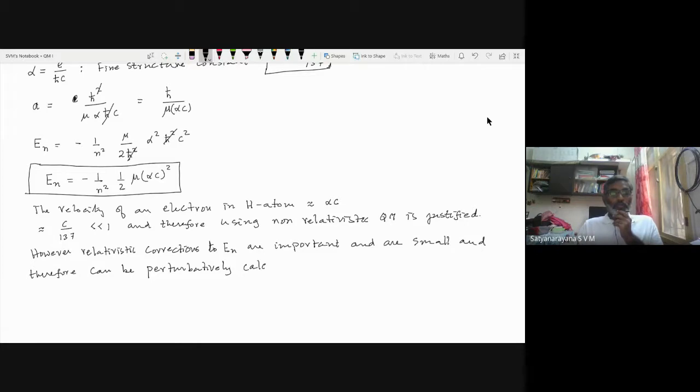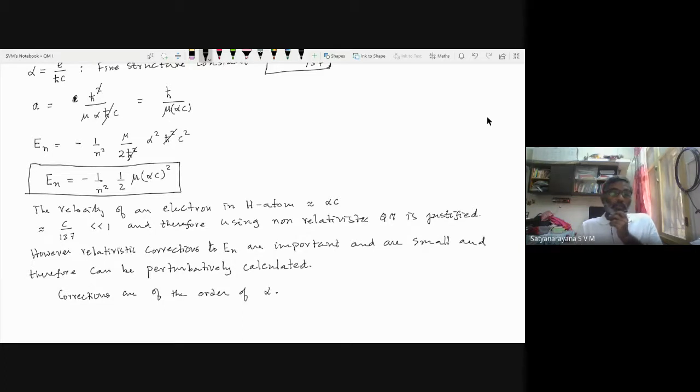Okay, so this is what we do in perturbation theory if we want to get relativistic corrections: we calculate them by using perturbation theory. And now, of course, the corrections are of the order of the fine structure constant.